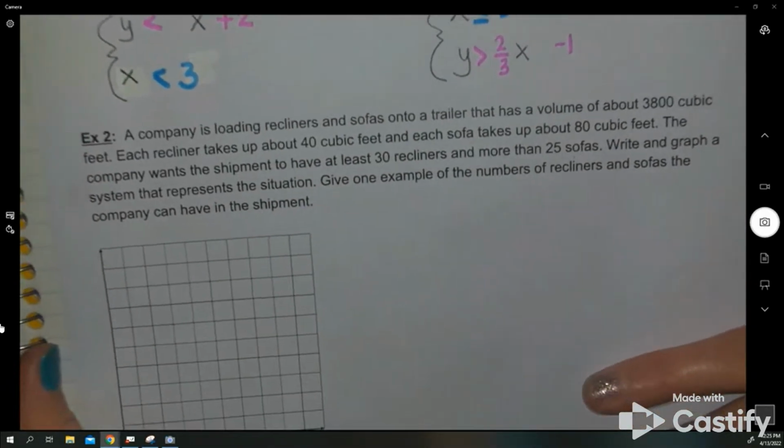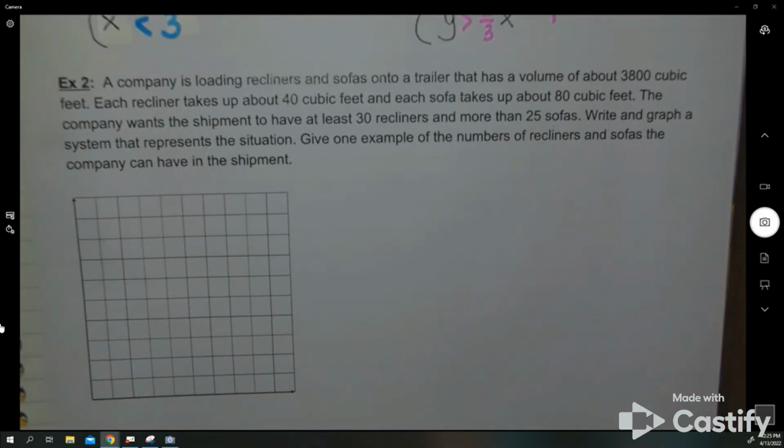Example 2, we're going to look at a real-world problem related to our systems of inequalities. A company is loading recliners and sofas onto a trailer that has a volume of about 3,800 cubic feet. Each recliner takes up about 40 cubic feet, and each sofa takes up about 80 cubic feet. The company wants the shipment to have at least 30 recliners and more than 25 sofas. Write and graph a system that represents the situation. Give an example of the numbers of recliners and sofas the company can have in the shipment.